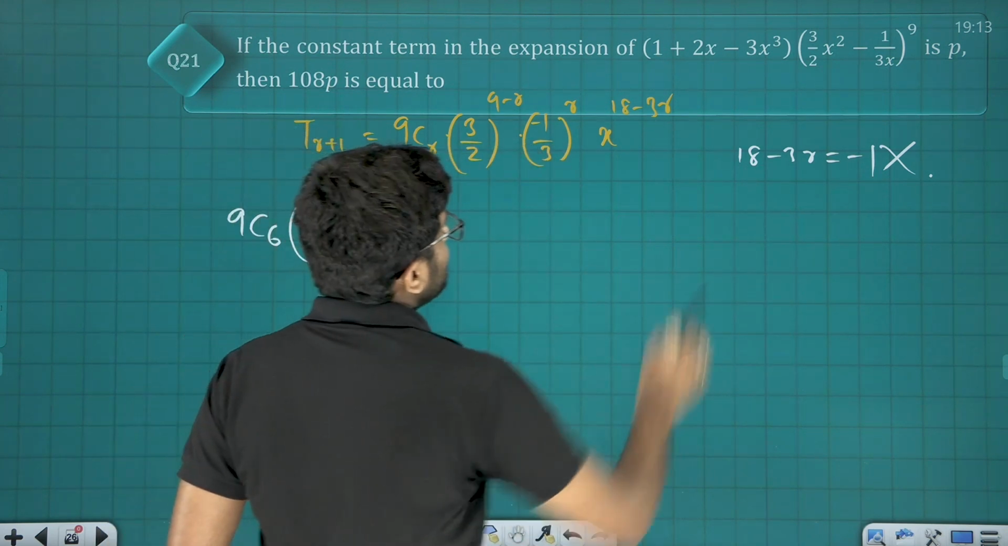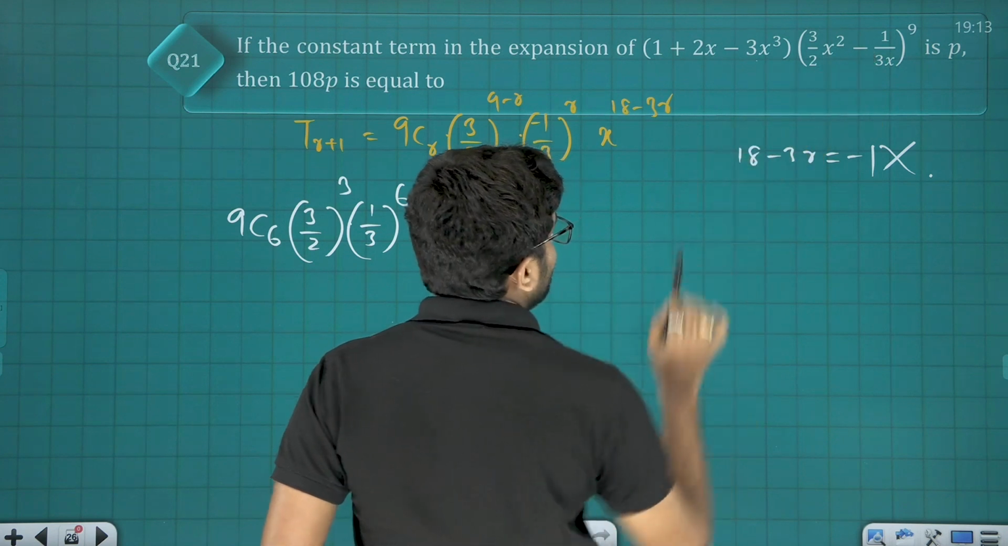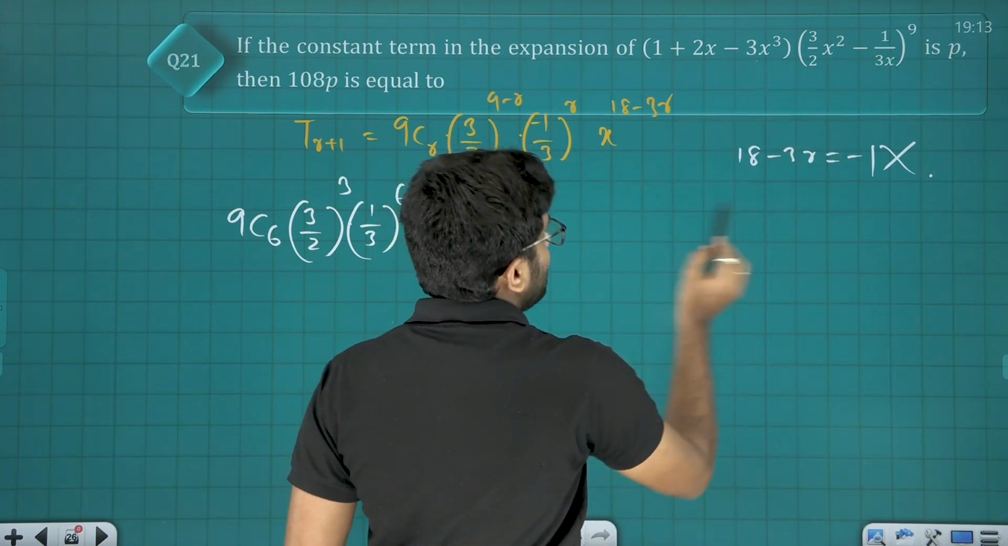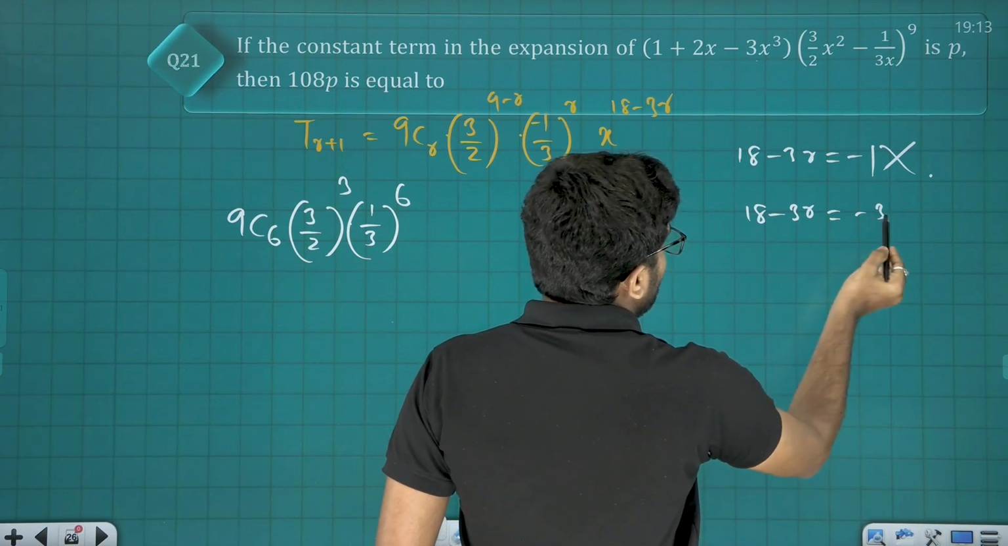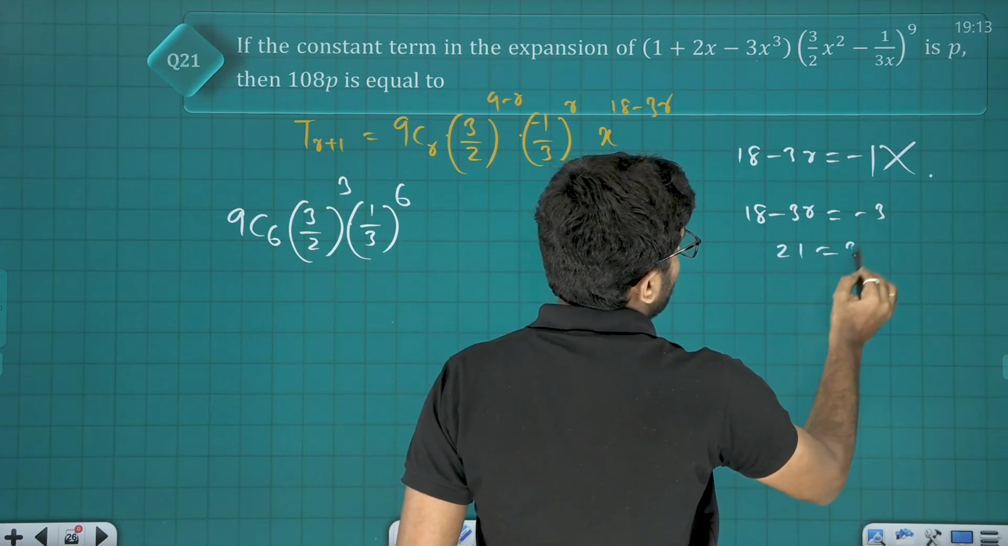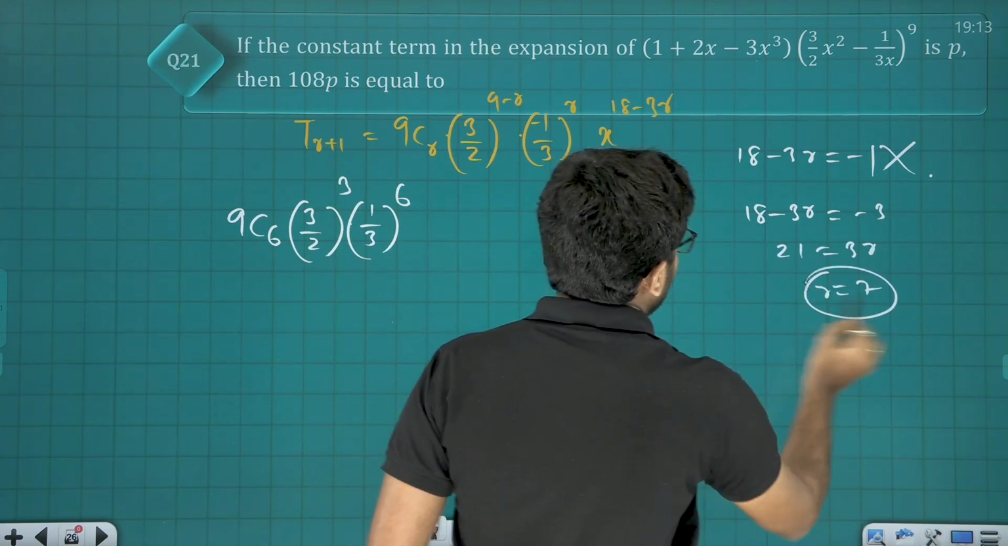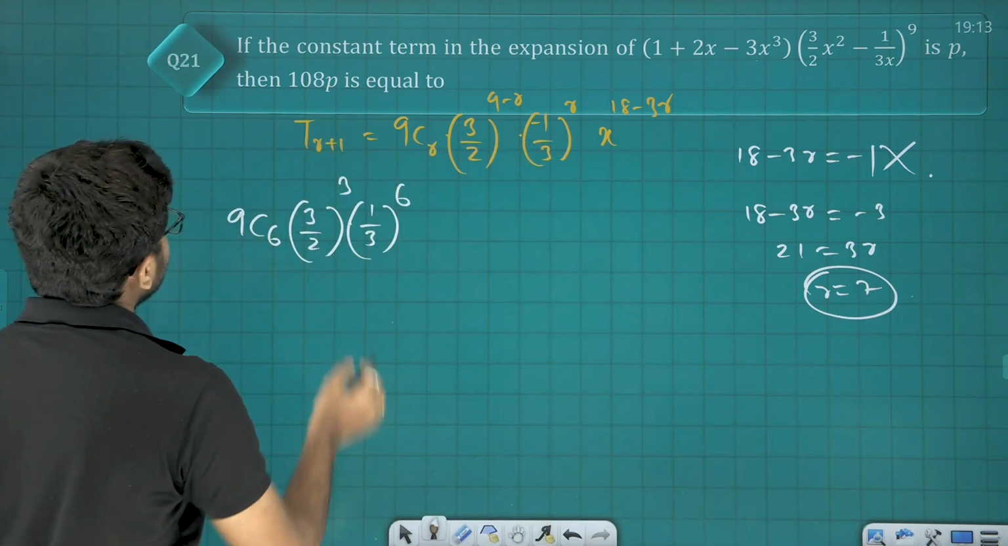Not possible. Next, when minus 3x cube is multiplied by this, you need x power minus 3 in this. So 18 minus 3r is equal to minus 3. 18 plus 3, 21, is equal to 3r, r is equal to 7.